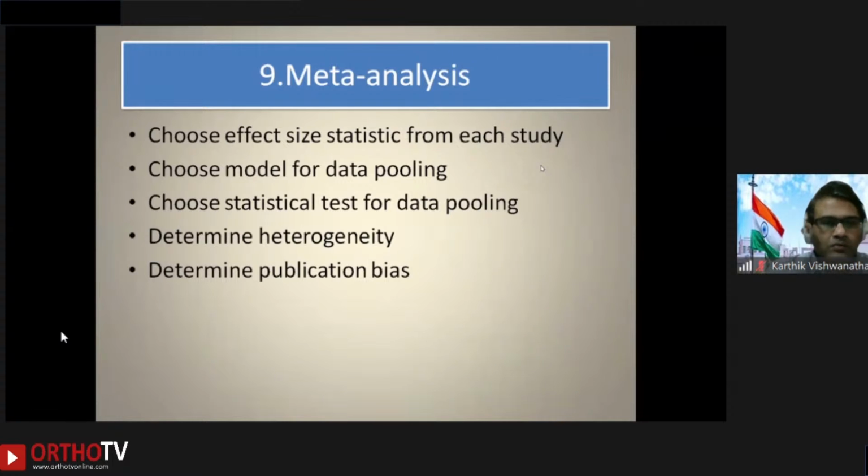We also have to look for heterogeneity. So if the heterogeneity is less than 25%, it is low. If it is more than 50% and less than 75%, it is moderate. And if it is more than 75%, it is significant heterogeneity. You have to find out the cause for the heterogeneity.